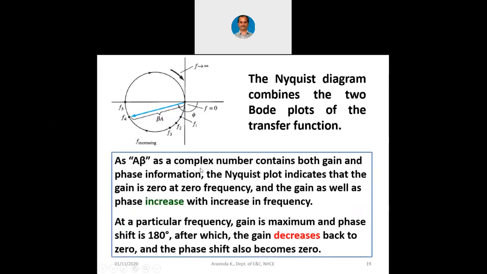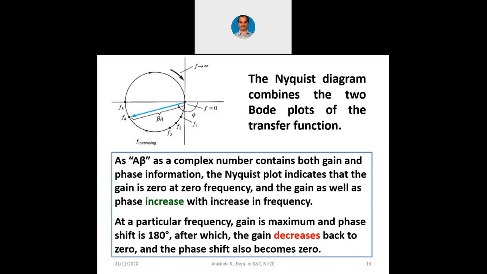Now based on this, what is the conclusion? A beta is a complex number, and it contains both gain and phase information. It is of the form x plus iy, where x contains the amplitude information and y contains the phase information. I hope you recall all these things. You have already studied complex algebra in mathematics, and its application in network analysis. So A beta as a complex number contains both gain and phase information.